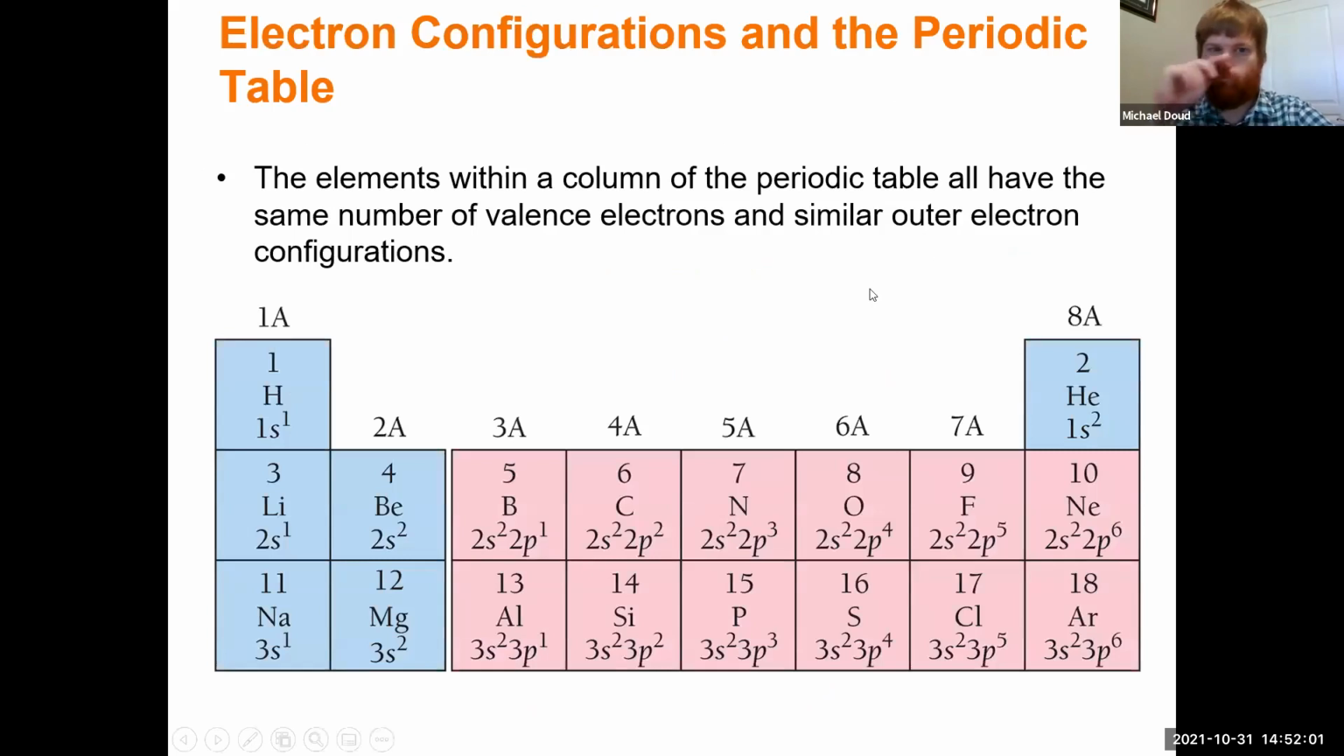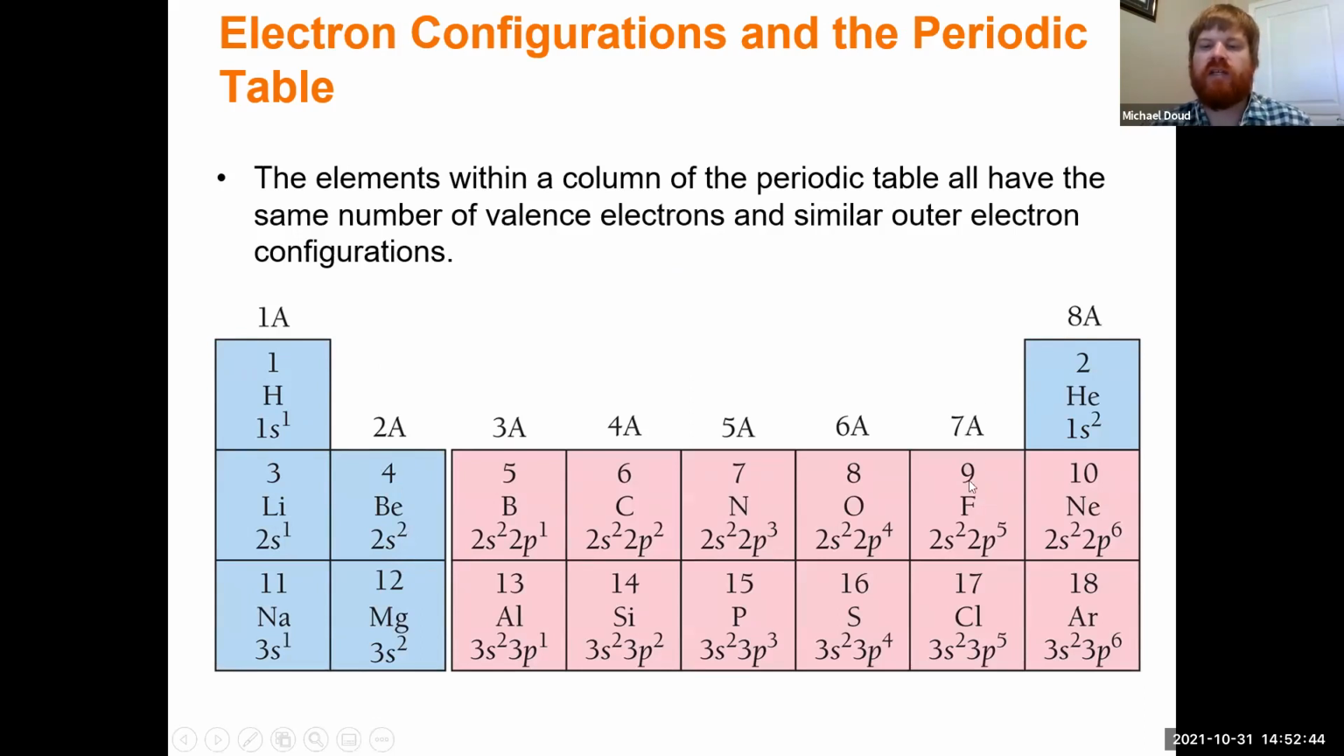Okay, great. Now, we did all of that, but I'm about to tell you that there's a huge shortcut you can use, because the periodic table itself is a really good map of electron configurations. As we're about to find out, the shape of the periodic table is based on these electron configurations. The elements within a column all have the same number of valence electrons and similar outer electron configurations. For example, the alkali metals and hydrogen all have 1 electron in an s sublevel. The alkaline earth metals all have 2 electrons in their s sublevel.